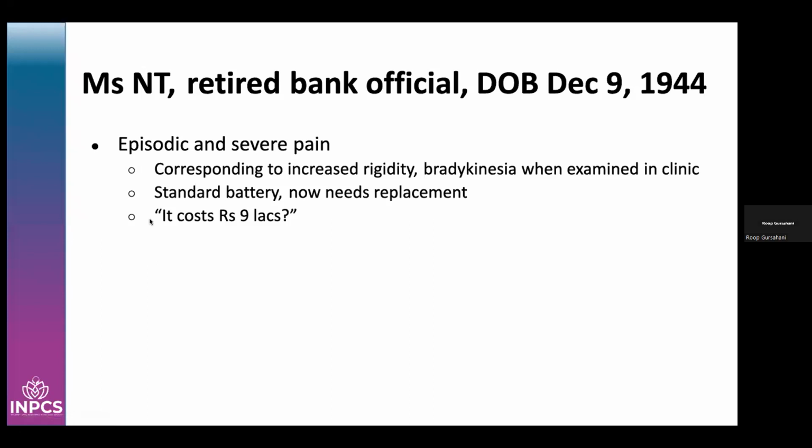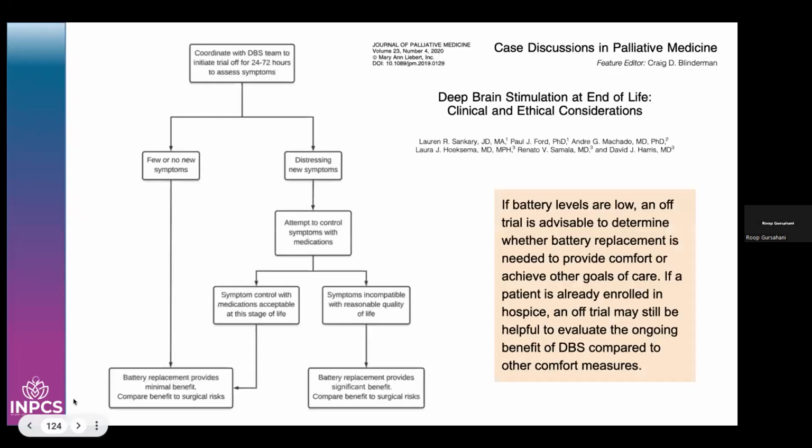And now came the question that her battery, the DBS battery, needed replacement. And that cost quite a bit. So this was what the son said. But we knew that she was close to the end of life. The question was that, given her distressing symptoms, which were not controlled with medication, we suggested that the battery be replaced.